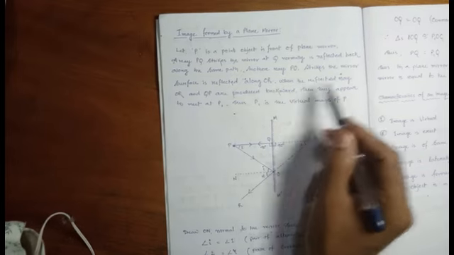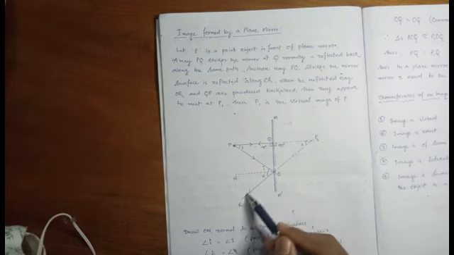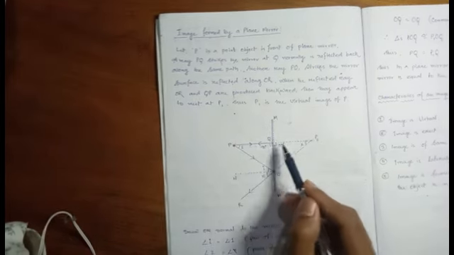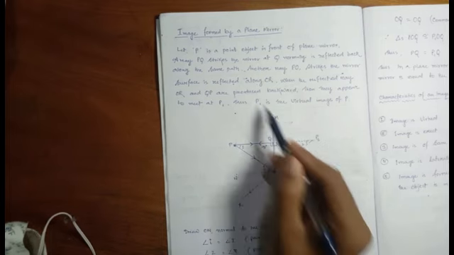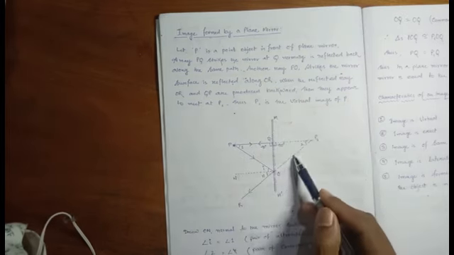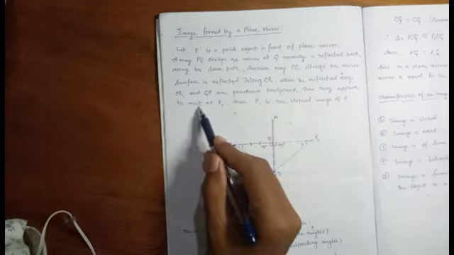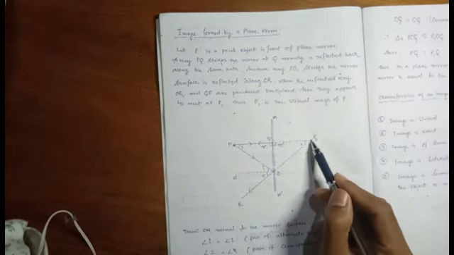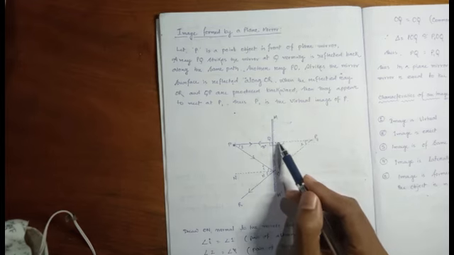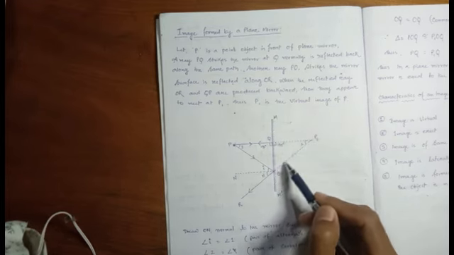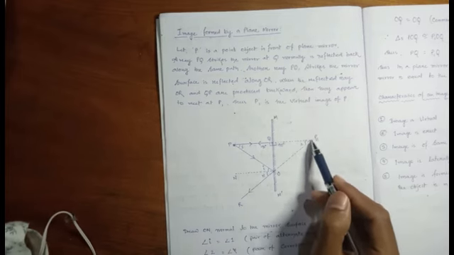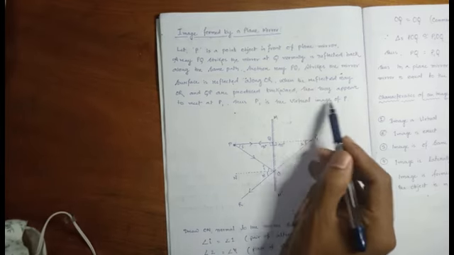When the reflected ray OR, this one, and the other reflected ray QP are produced in the backward direction, as shown by the dash lines, they appear to meet at P1. As you can see, they intersect each other at point P1. So actually, only when these rays are extended in the backward direction do they appear to meet at point P1. Therefore, this point P1 is the virtual image of the object P.